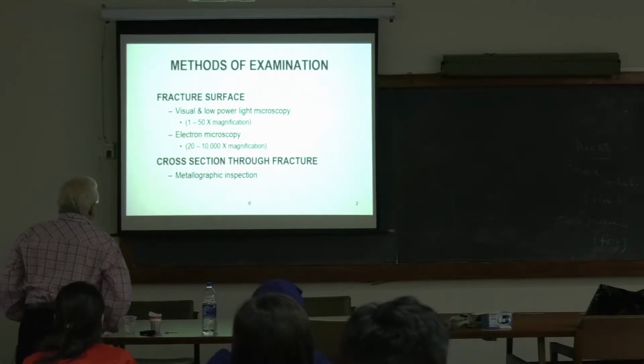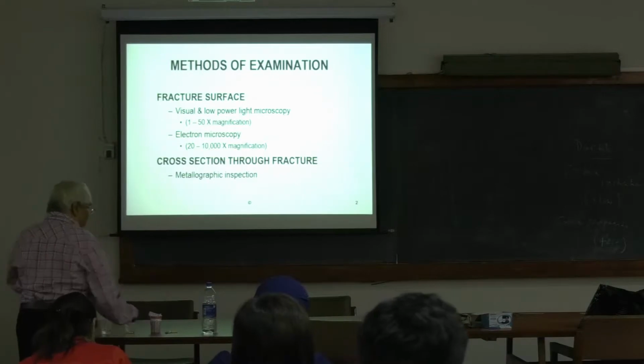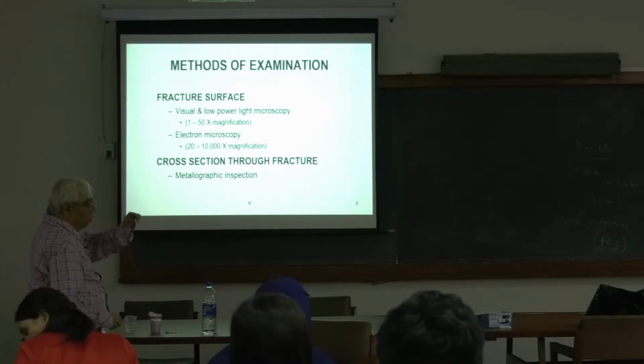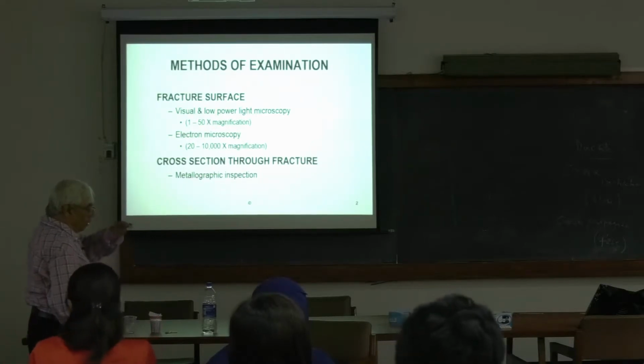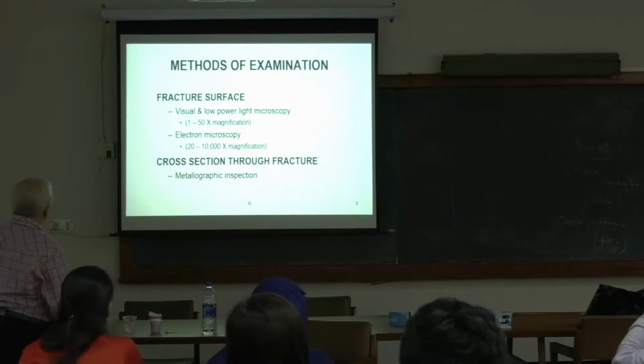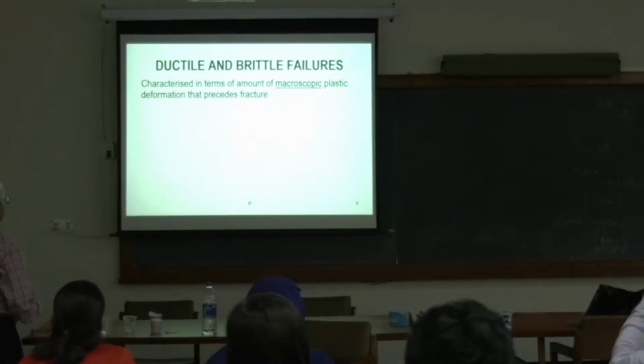So the cross section through fracture, that means you break the top part and do not do any damage to the top, break the bottom part and put it up there, so that the electron microscope will give you a good cross section.